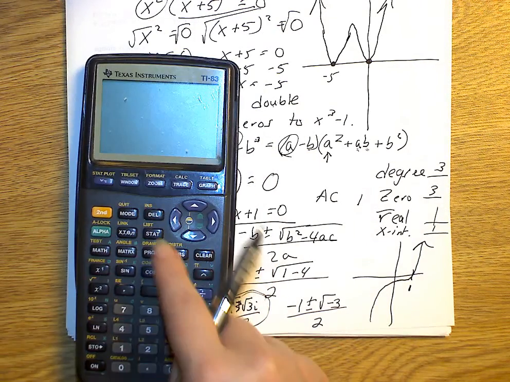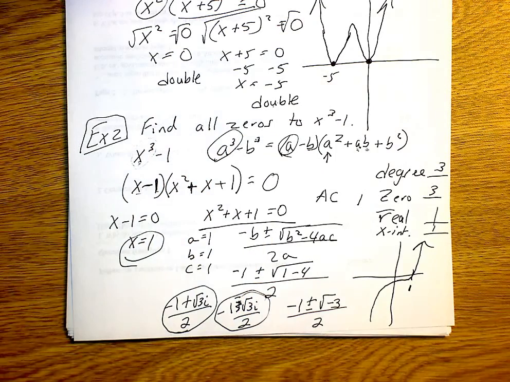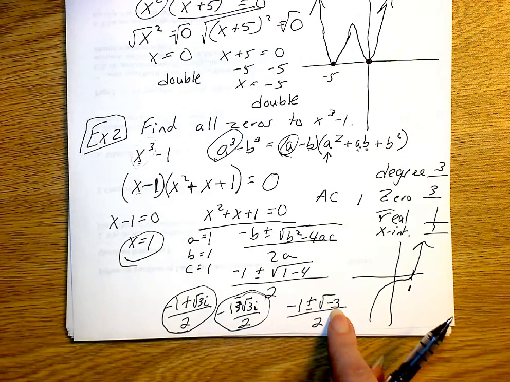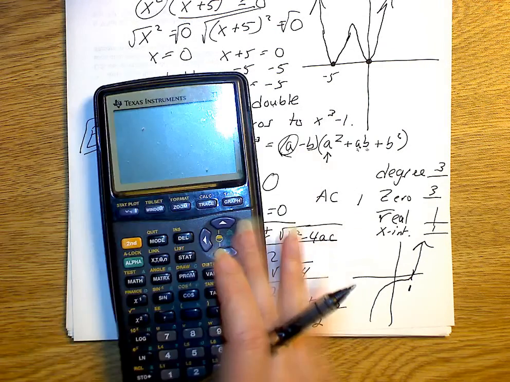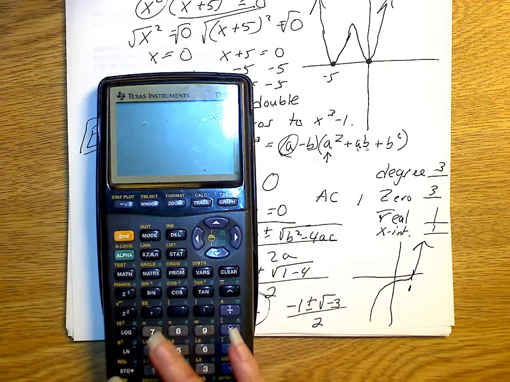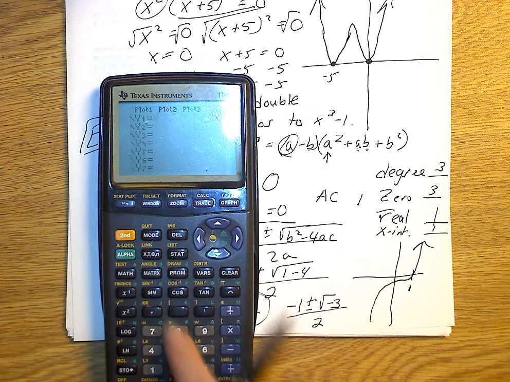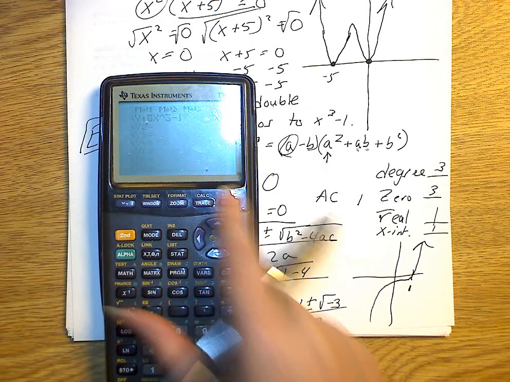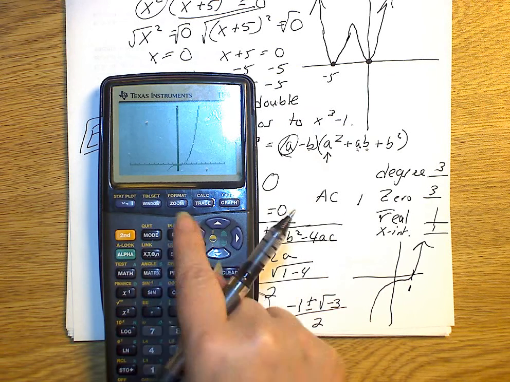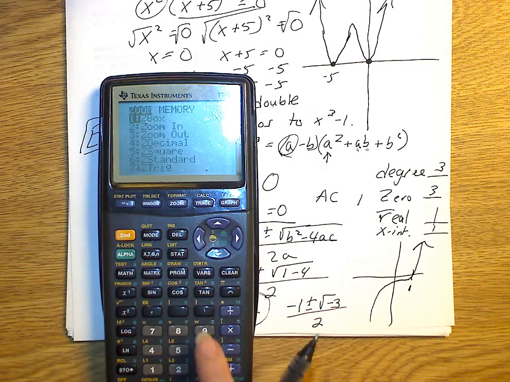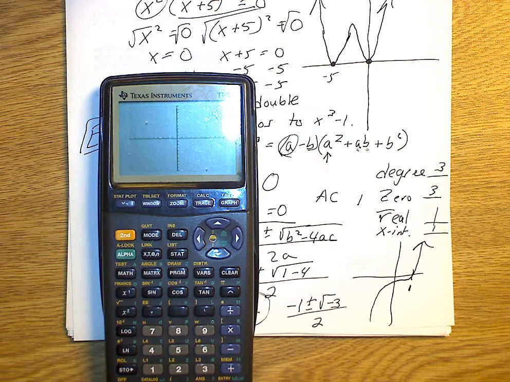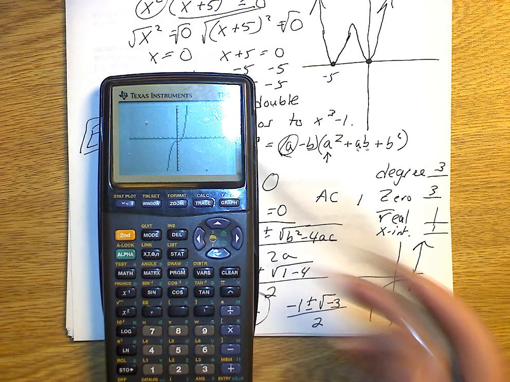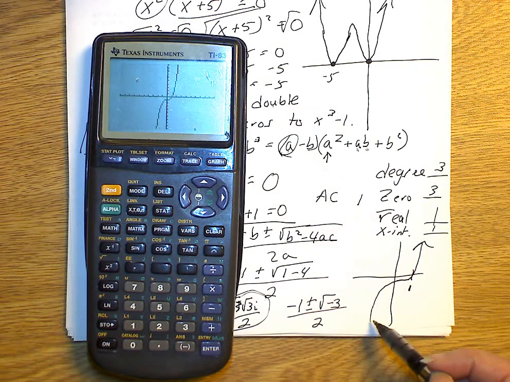Let's see if we're right. Turn my calculator on. Clear that out. We have x cubed minus 1. And I'm going to graph it. I'm going to zoom standard. So hopefully you can see that it clearly hit at 1, and so the curves are what's made by the imaginary.